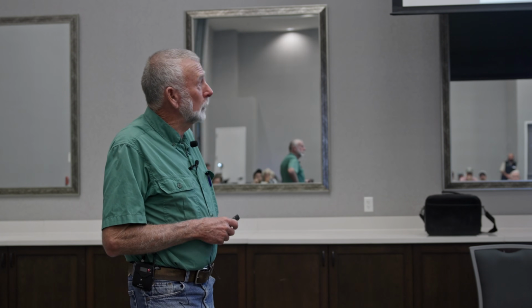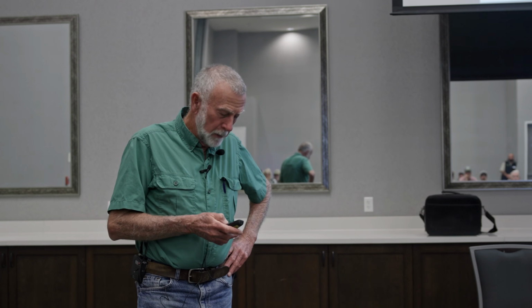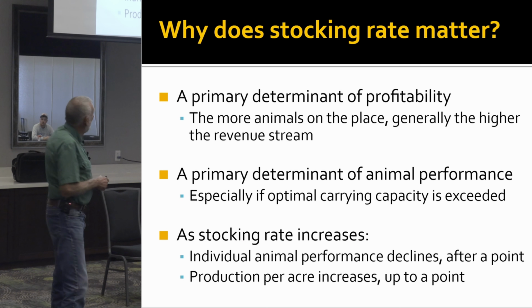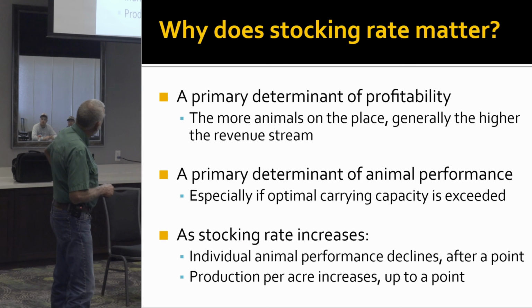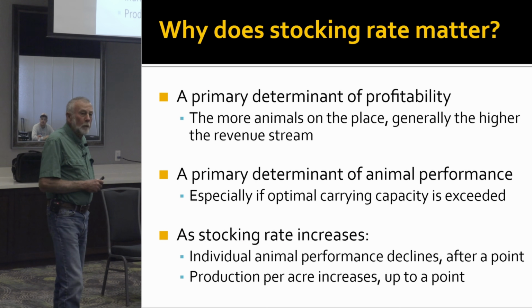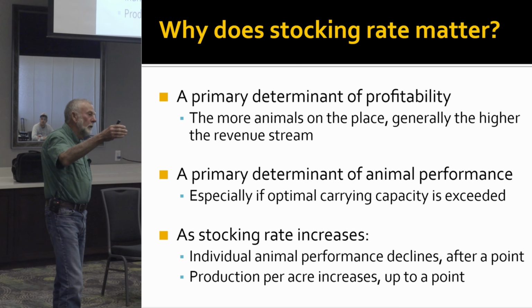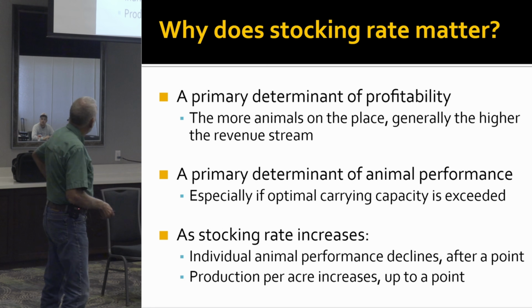Another aspect of stocking rate, it's a primary determinant of individual animal performance. We're going to explore this a little bit deeper. Especially if optimal carrying capacity is exceeded, then we see a decline in the individual performance. This is the basic relationship. As we increase animal number, individual performance is going to decline, but only after a point. And again, we'll illustrate this in a moment.